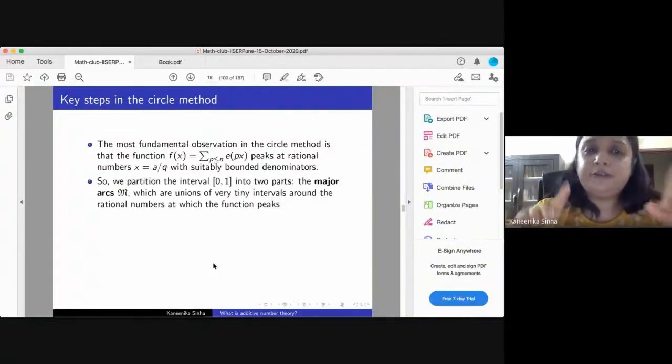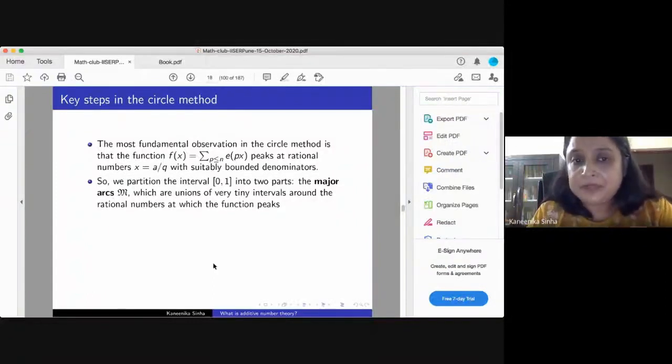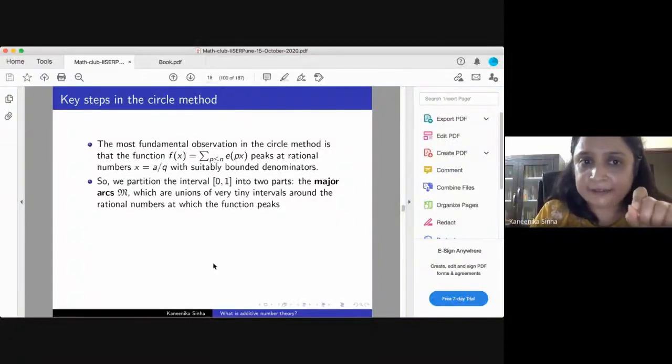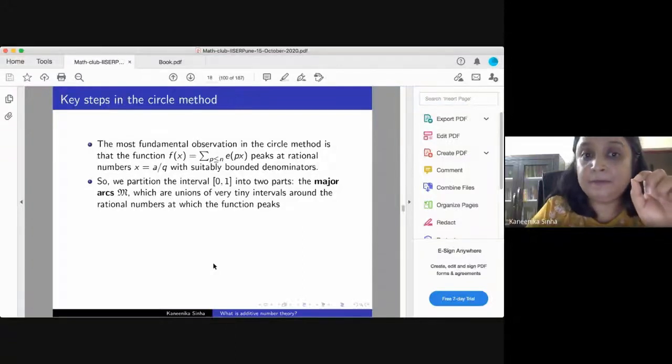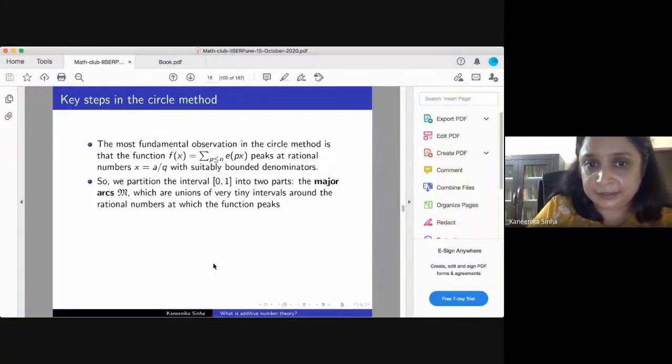But basically what we do is, once we classify those points on the circle where this function takes very, very high values, we take small neighborhoods around those points, very, very small, and we remove them. Those are called the major arcs. Even though the length of those intervals that we are removing is very, very tiny, they are going to account for the major contribution to the integral that we are looking at. And whatever is left over is called the minor arcs.